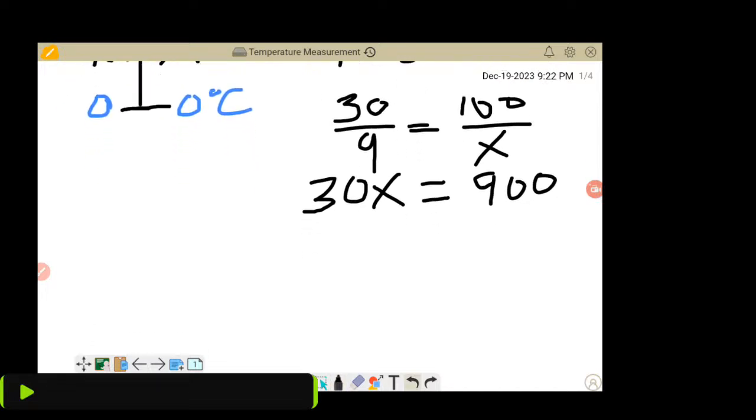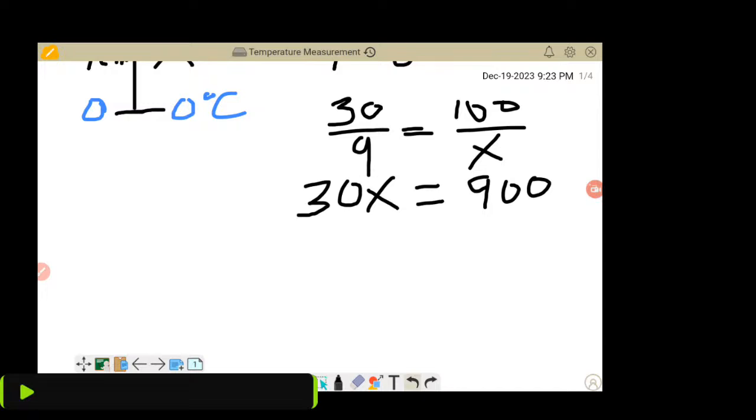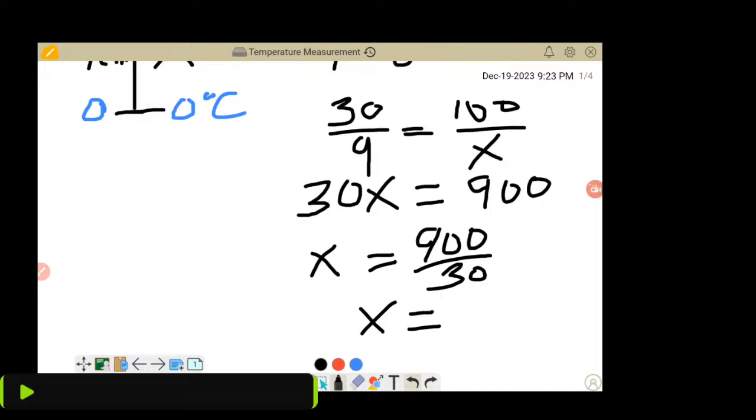Now dividing both sides by 30, we have x equals 900 divided by 30. Mathematically, that will give us 30. So we have x to be 30 degrees Celsius.